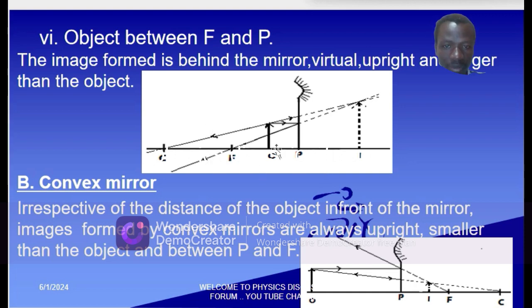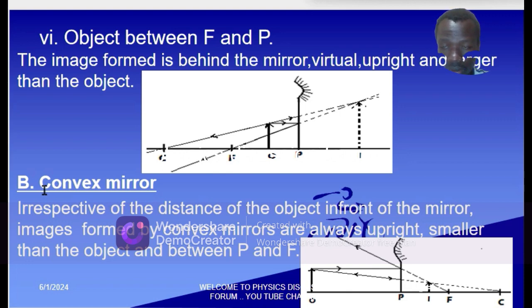Object between F and P. So first of all we use a ray close and parallel. Yes, you can see the rays up, then a ray through the center of curvature. So when you extrapolate, you find the image is formed behind the mirror, shown here. So this is a special case. Yes, you can compare the size. We get the properties: it is magnified, it is upright, then it is virtual, formed behind the mirror.